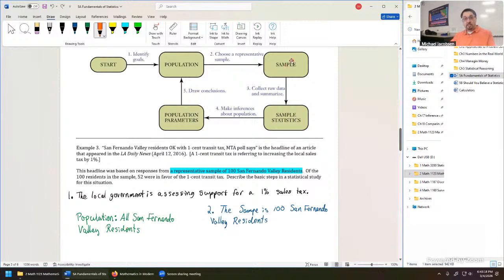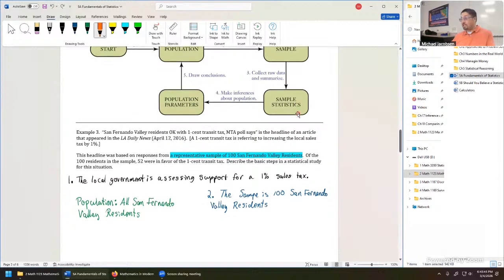Once we got the sample, they asked everyone in the sample if they were in support of the 1 cent transit tax. Hopefully they said 1% sales tax really, because that might have confused people. I know it confused me on what the exact meaning was for a transit tax. And they found 52 were in favor amongst the 100. But that's step 3, collect the raw data and summarize. When we do that, we come up with a sample statistic.